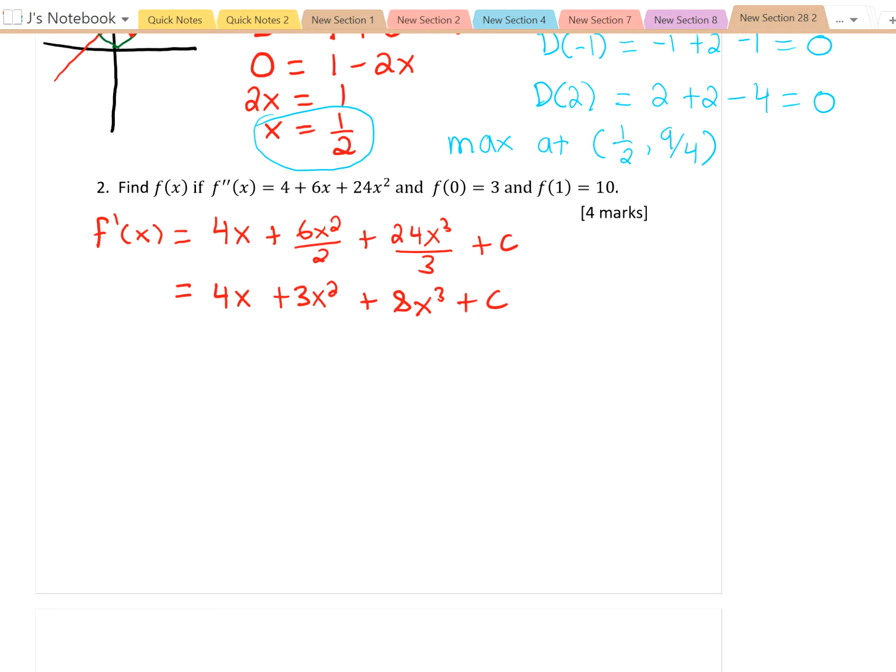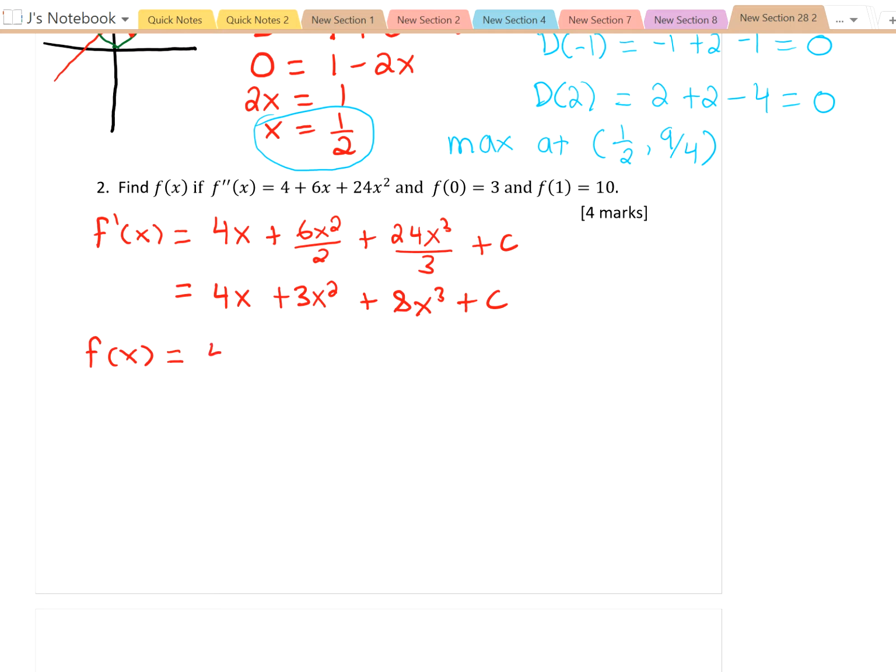If one of the conditions was f prime of 0 is equal to 10 or something of that nature, if they gave us information about the first derivative, we could use that info to get c right now. But both pieces of info are about the function, not about the derivative of the function, so we have to integrate, leaving that c there.